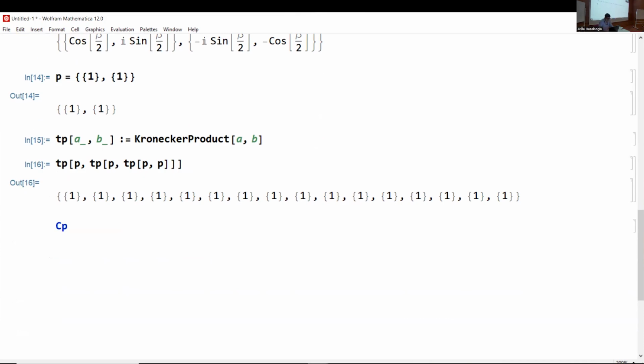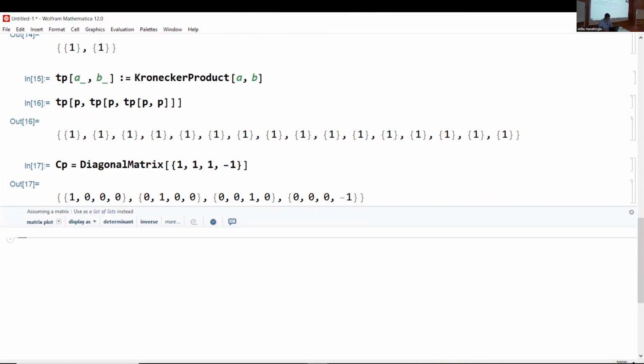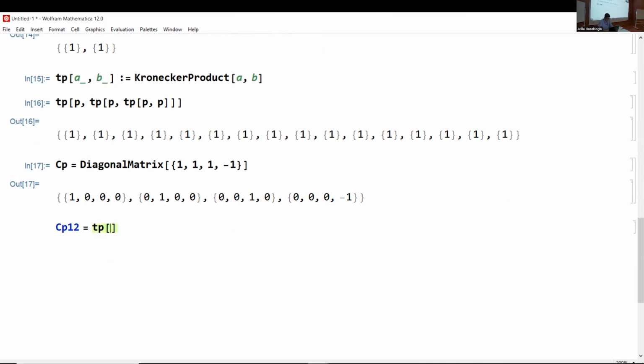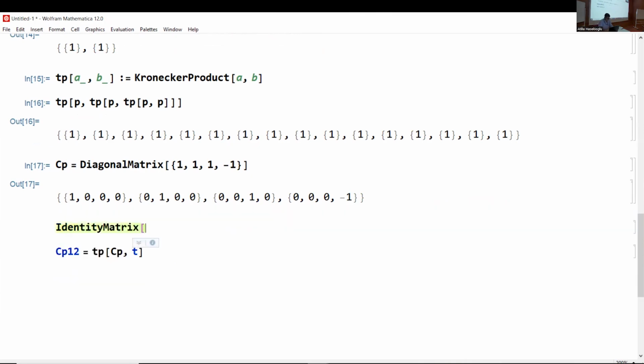So I define the control phase gate between 2 qubits. This is the diagonal matrix 1, 1, 1, minus 1, right? So it's this matrix. So CP between 1 and 2 is the tensor product of CP with a tensor product. Okay, I also need to define the identity matrix. So identity matrix of size 2. Let's give it a name, I.